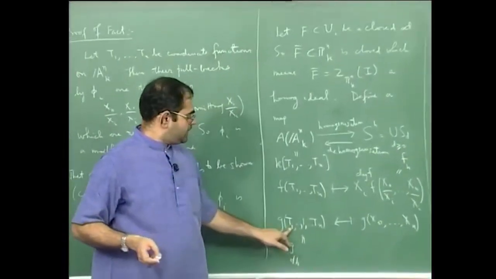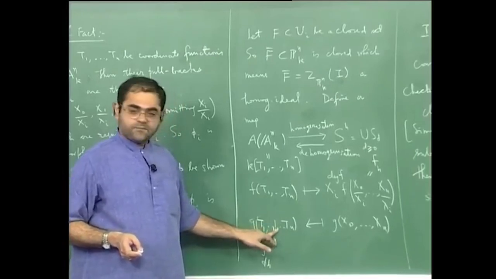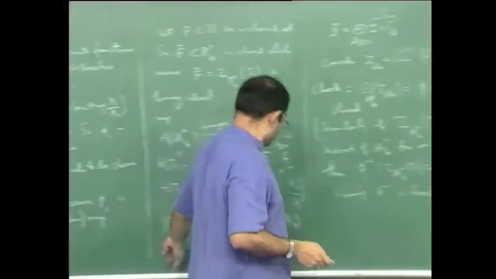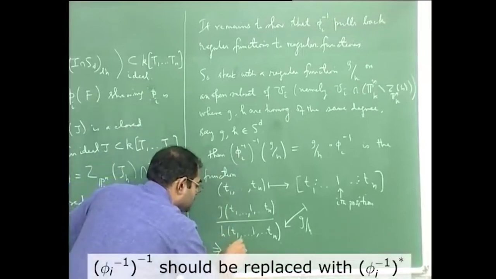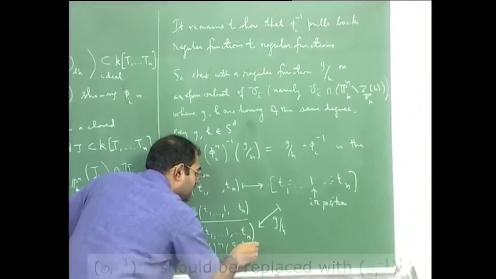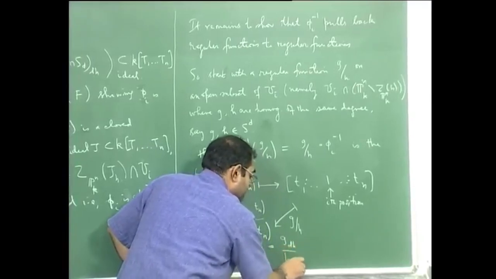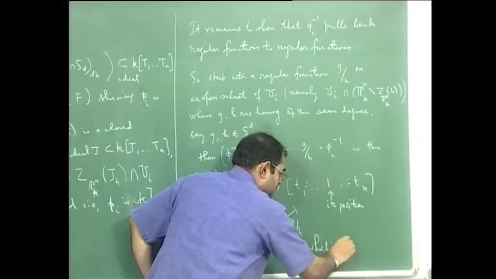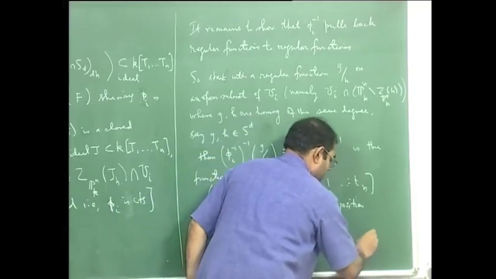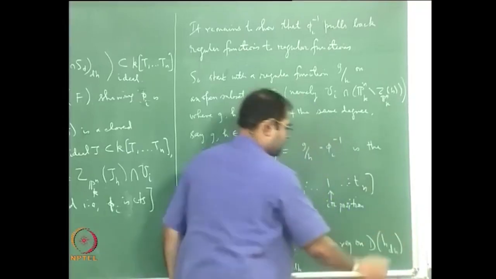But what is g of t1 etc tn with 1 in the ith position? Then this is a dehomogenization of g. So what this tells you is that phi I inverse of g by h is nothing but the dehomogenization of g by the dehomogenization of h, which is of course regular on D of the dehomogenization of h. So I am done.